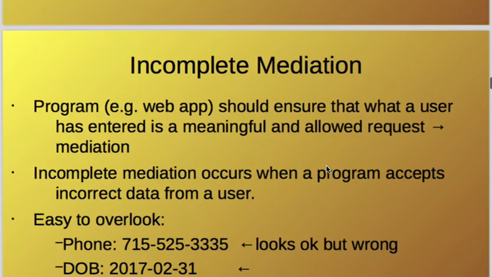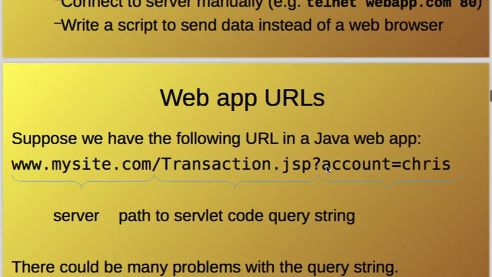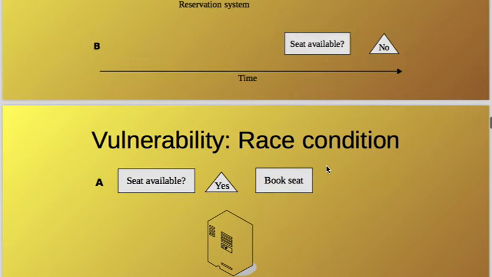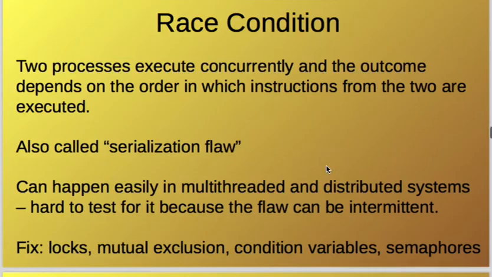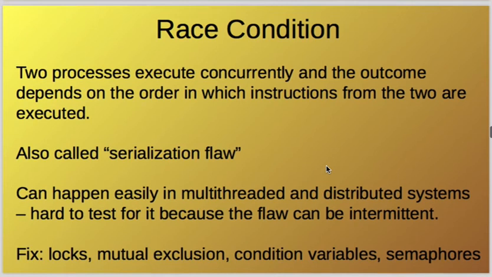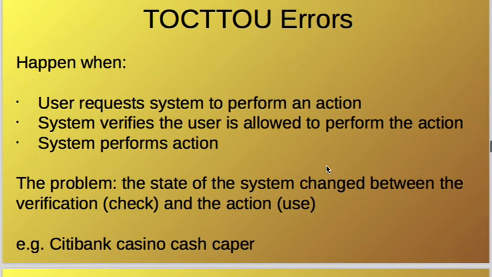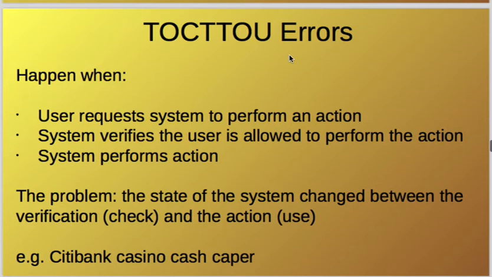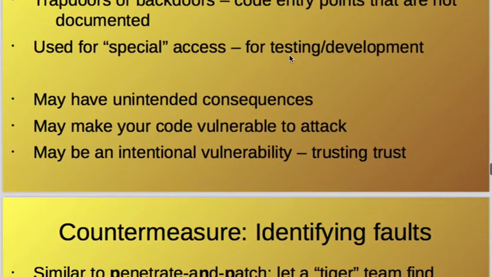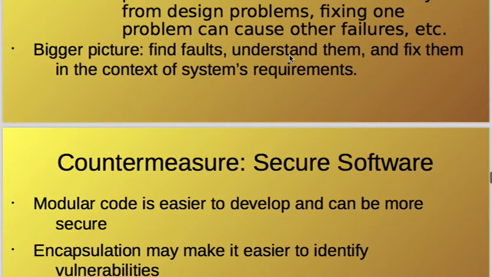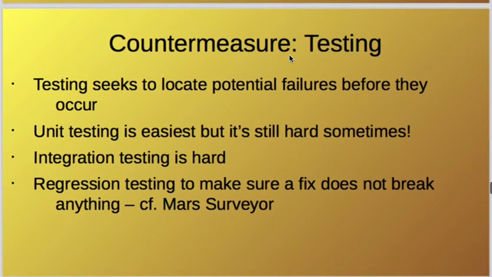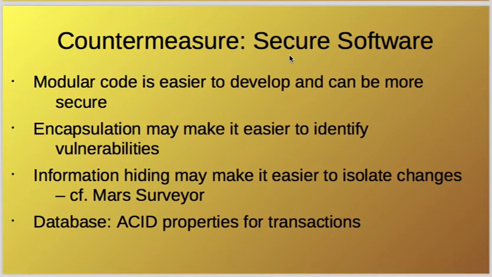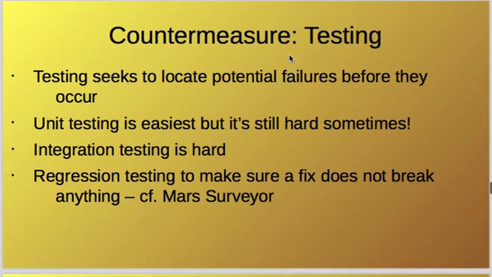Okay, you can have incomplete mediation. We talked a little bit about that, more about that later. And then we talked about race conditions. That's when you have multi-threaded code. That would be the most common case. That also shows up as time of check to time of use errors. You can have countermeasures. The best thing to do is design your software well, make it secure from the ground up, and then test everything.